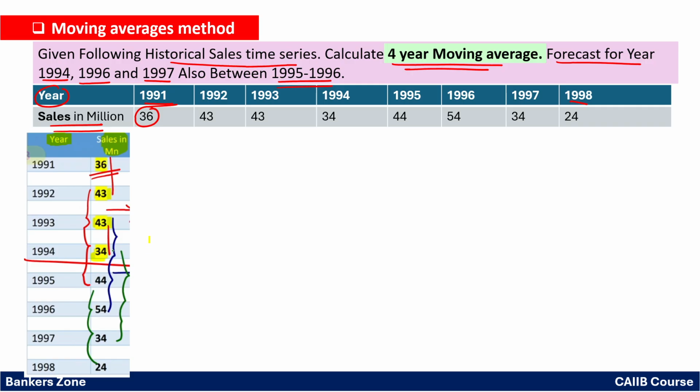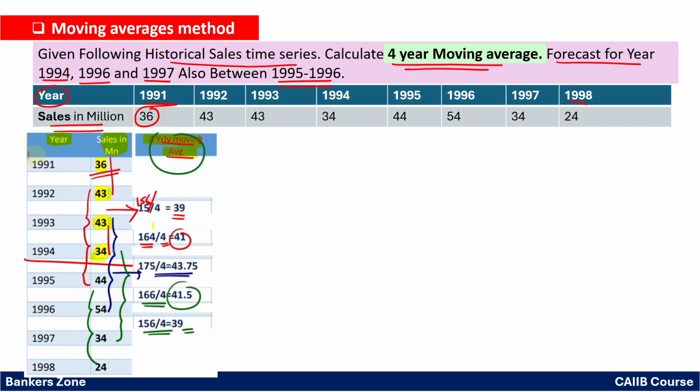In the next step, I have to find the 4-year moving average. How to find it? Very simple. See, first take 4 values, just at the center of the 4 values. So 36 plus 43 plus 43 plus 34, the total will be 156, divided by 4, you will get 39.